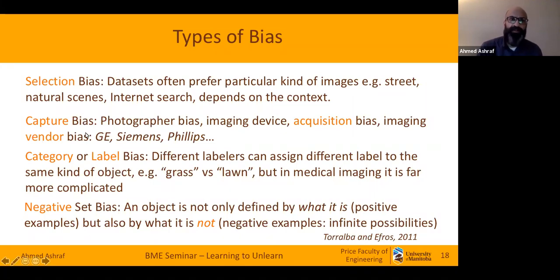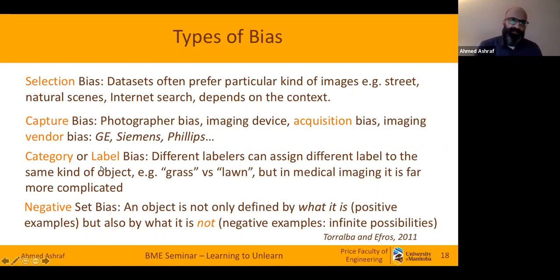Then a very important kind of bias, the so-called capture bias or the acquisition bias. Your imaging device can vary. If you're measuring signals, there can be sensor variability. In the context of medical imaging, of course, there is variability when it comes to images from different vendors.